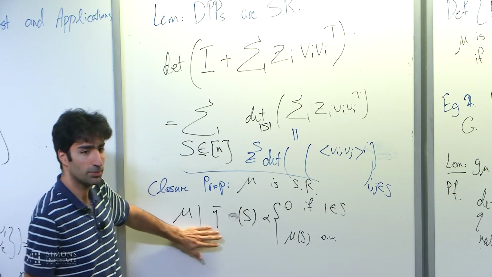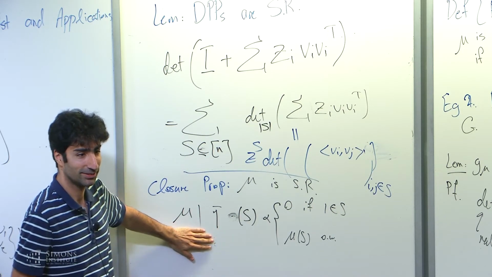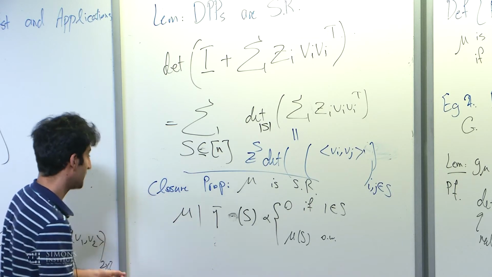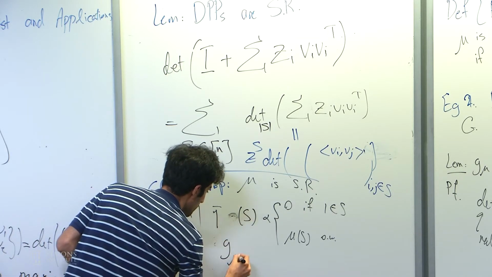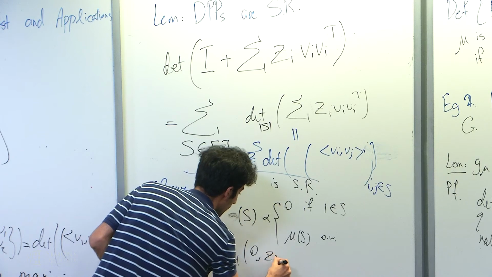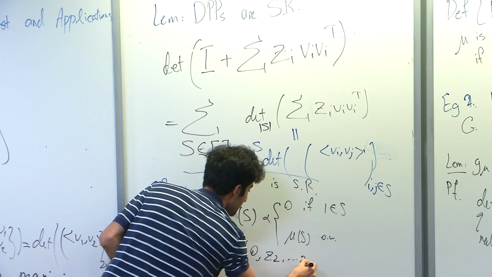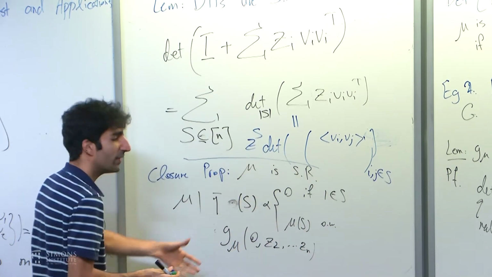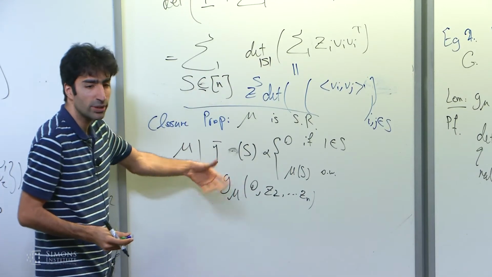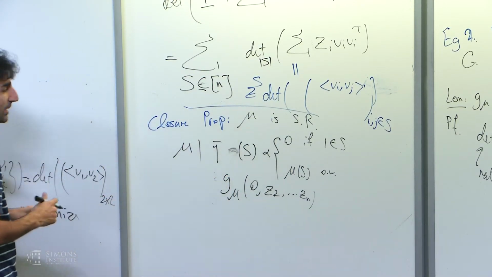Can you prove that this is strong Rayleigh? Do you substitute z1 equals 0 or something? Exactly. You just substitute in g of mu, 0 comma z2 and so on. You just throw away everything that contains 1. You need to do a renormalization, but it doesn't change the real stability.